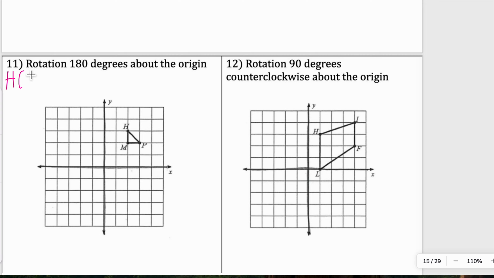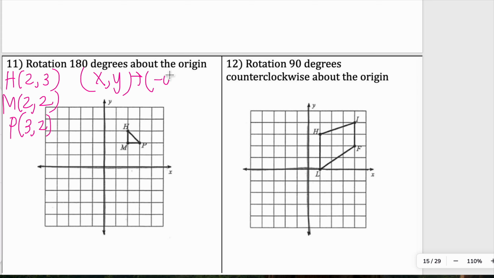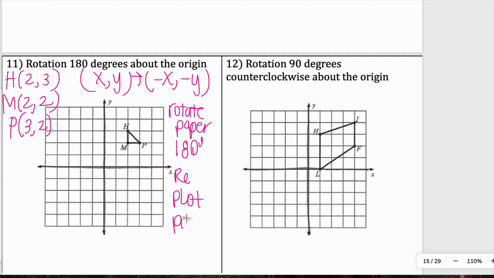So H is 2, 3, M is 2, 2, and P is 3, 2. And then my rule for 180-degree rotation is (x, y) goes to (-x, -y), or you can rotate the paper 180 degrees, which is upside down, and then re-plot points. Okay, I like the turn-the-paper method. It's easiest for me, but here on the computer screen I can't show you how I'm turning the paper.